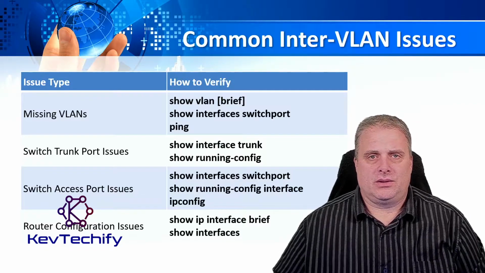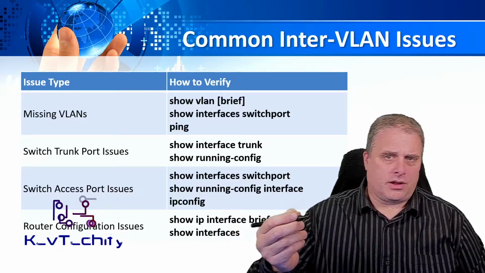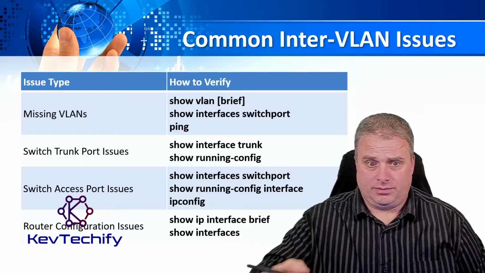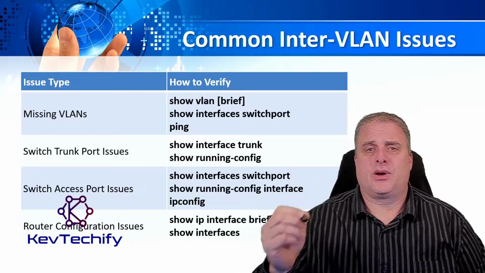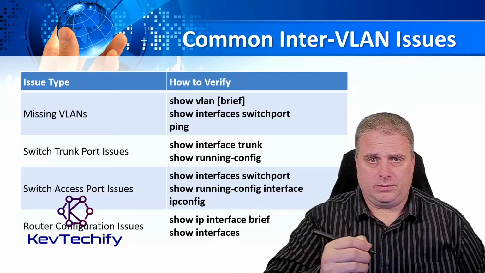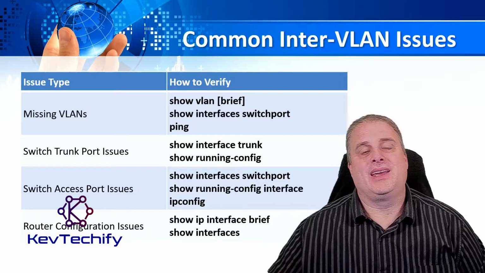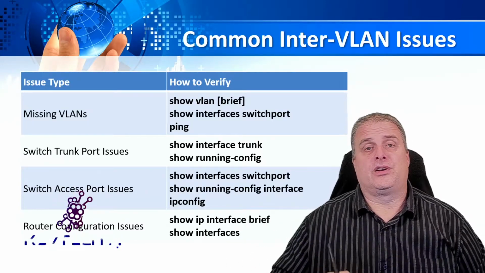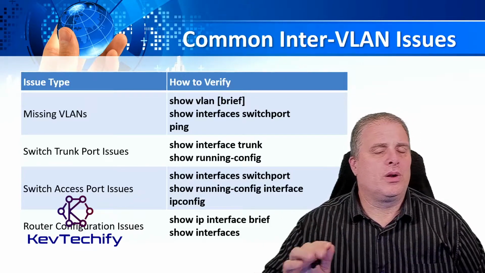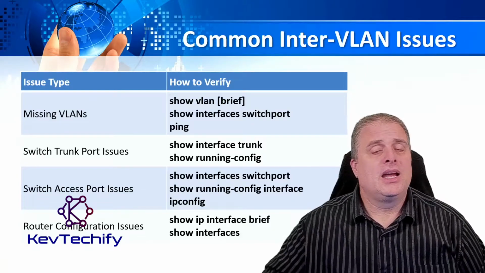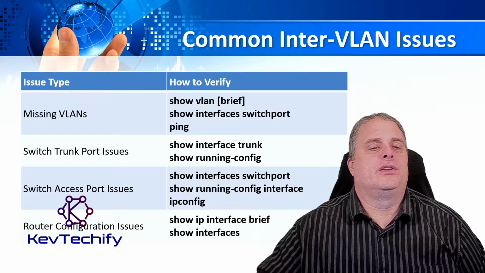For missing VLANs, we can go in and use show vlan, which will list out all the VLANs we have. Show interfaces switchport will show us the information about each port, what VLANs they belong to. And then we can just use the ping command to make sure that we're actually pinging the devices to see, is it working or not? Odds are ping isn't going to give you a whole lot more information than that it's working or it's not, but it'll at least let you know that you have to look into it further.